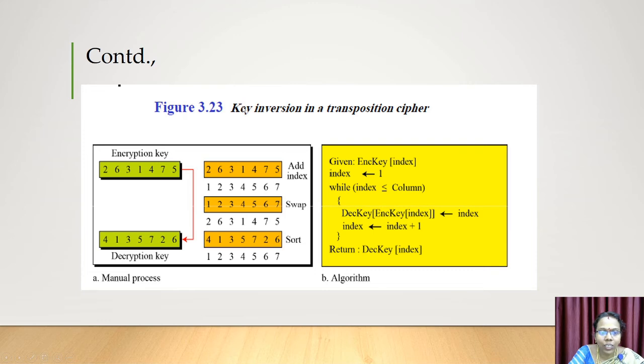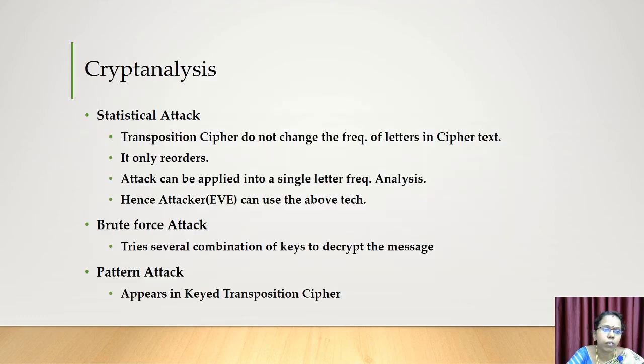So if one key is given, either an encryption key or a decryption key, we can get the other key by following these steps. That is, add indexes, swap the contents and the indexes, and finally sort the contents.